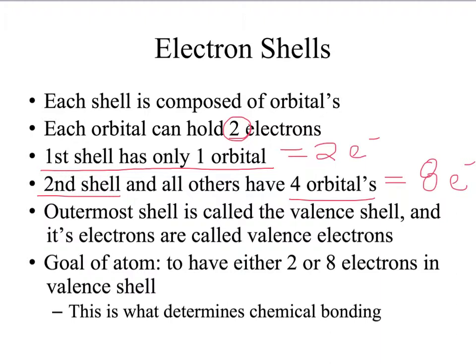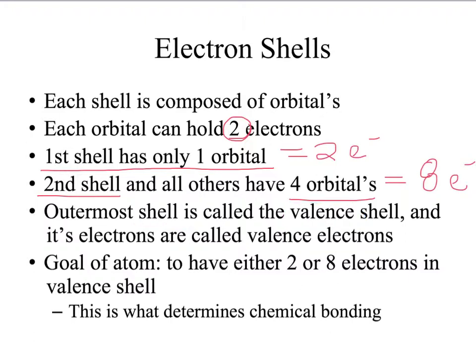Regardless of how many electron shells you have, the outermost shell is called the valence electron shell. And this is the most important shell. All of its electrons are referred to as valence electrons. The goal of an atom is to have a complete valence shell.